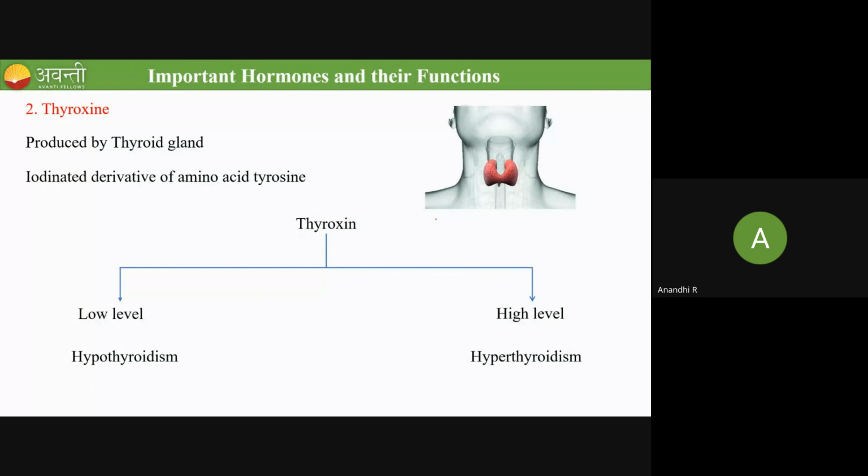Any doubt in insulin and thyroxine? Insulin maintains the blood glucose level in the body, and thyroxine is produced by the thyroid gland, which is an iodinated derivative of tyrosine. There are two types: low level leads to hypo and high level leads to hyper. Any doubt here? Shall I move on to the third hormone? Yes.